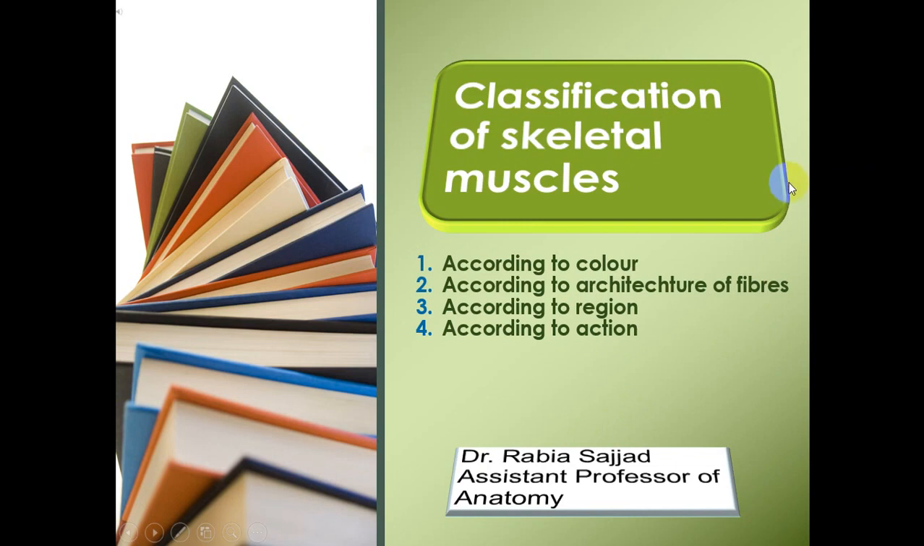Today is the last part of General Anatomy of Muscle. We are going to discuss classification of skeletal muscles, and this is the most important section from the point of view of examination. So there are different categories through which skeletal muscles are classified. For example, we have 4 categories here.